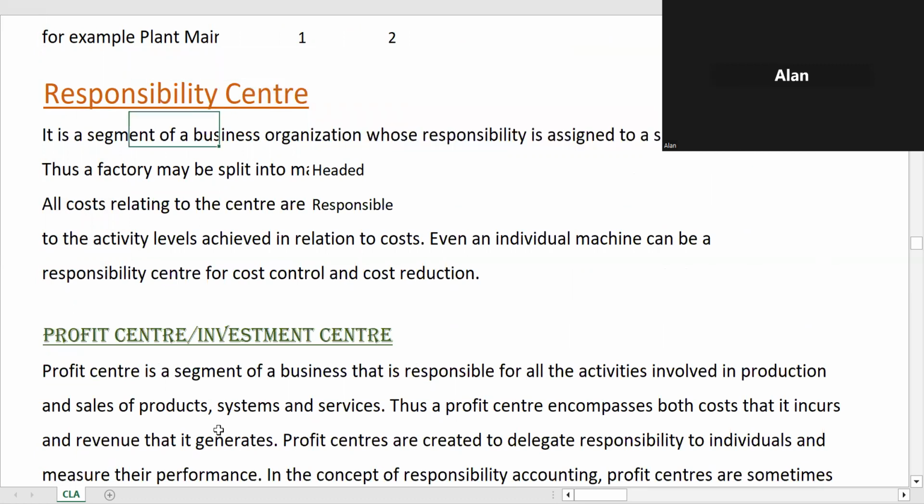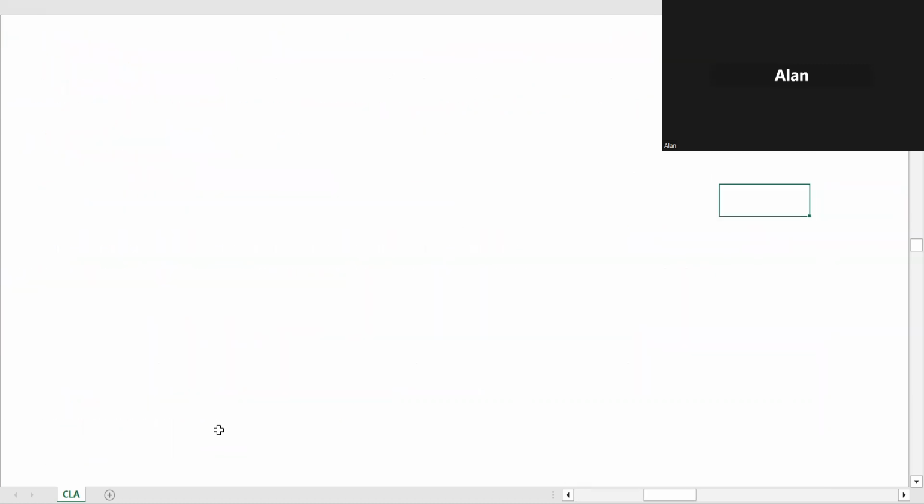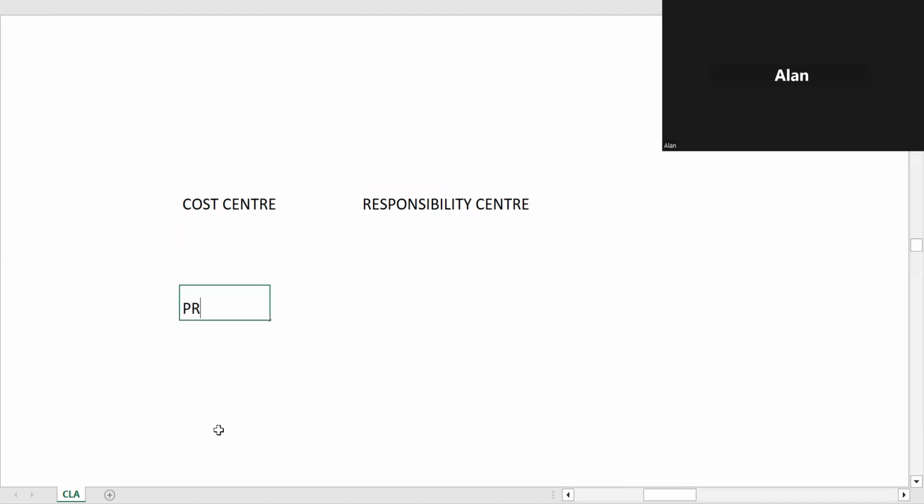Next is profit or investment center. What have we talked about so far? We have talked about cost center, then responsibility center, and now we are talking about profit center. Profit center and cost center are closely related concepts. Responsibility center is used separately in certain countries, but cost center and profit center are very close concepts.